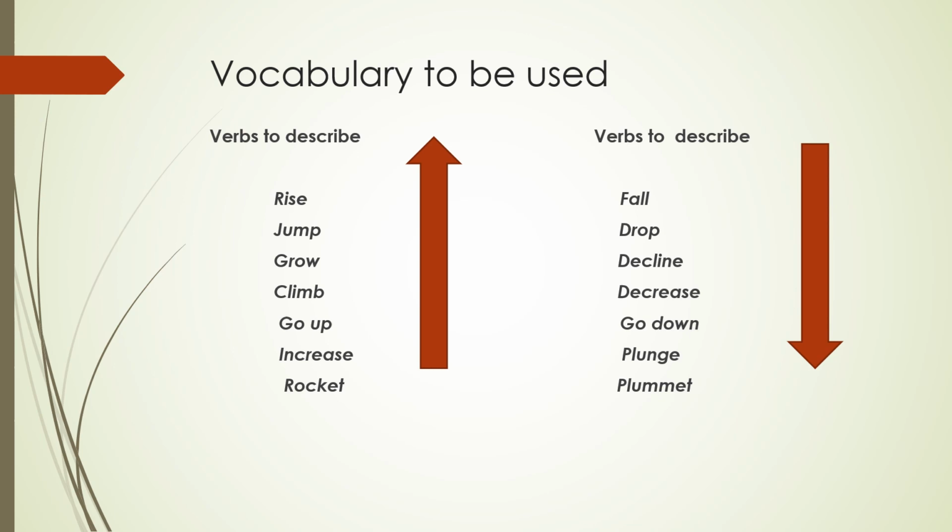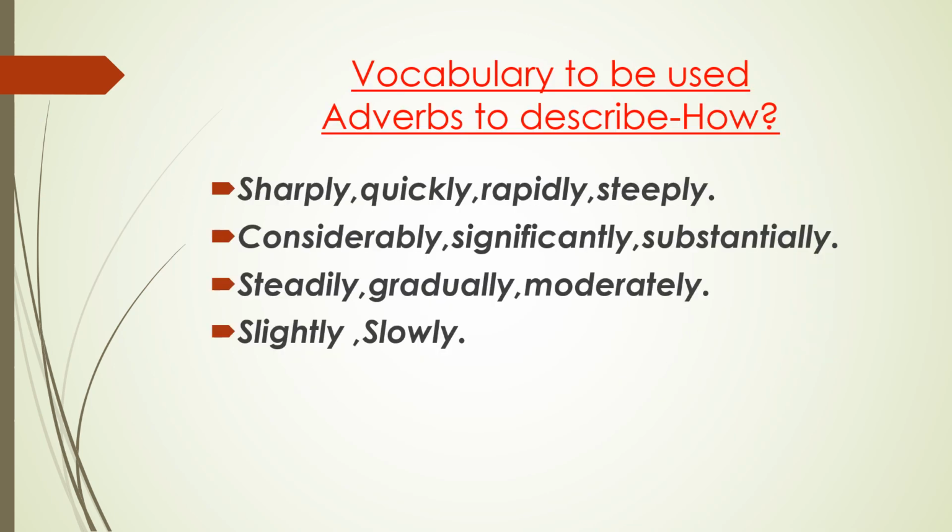Otherwise, it becomes very difficult for you to write an analytical paragraph, right? Then we can also use adverbs, like how much did it decrease? Is it a sharp decrease or a quick decrease: quickly, rapidly, steeply, or considerably, significantly, substantially, steadily, gradually, moderately, slightly, or slowly? So these are the adverbs you can use. You need to make your paragraph very effective by using all these phrases and vocabulary, right?